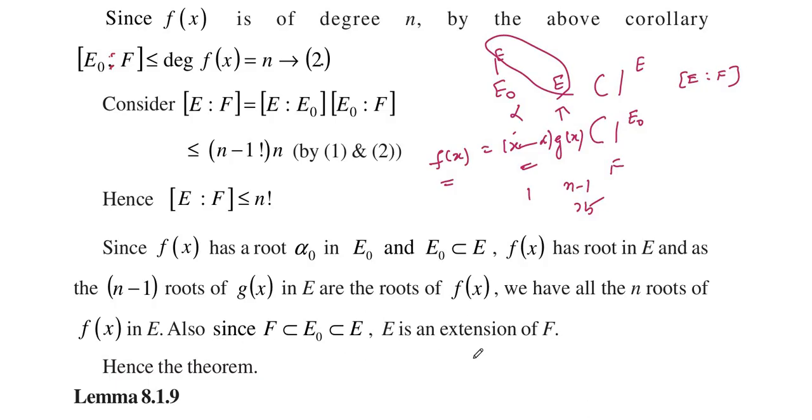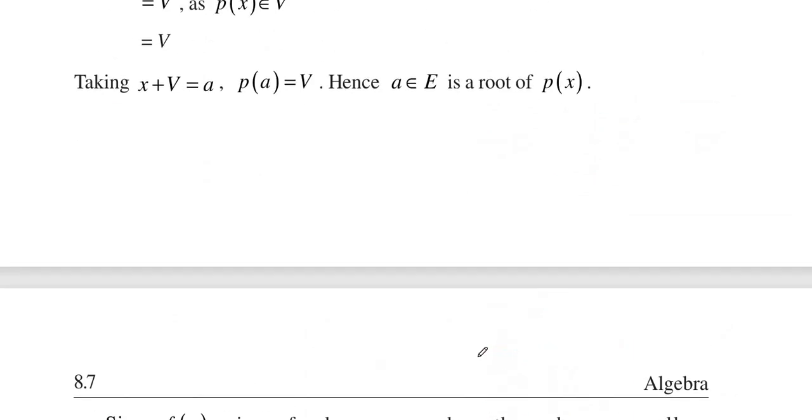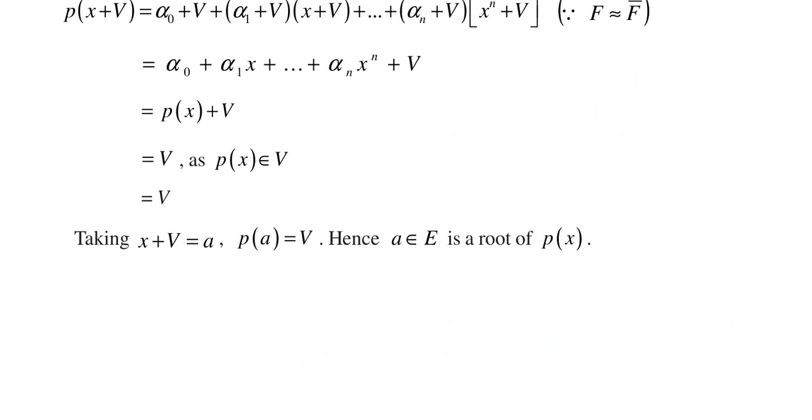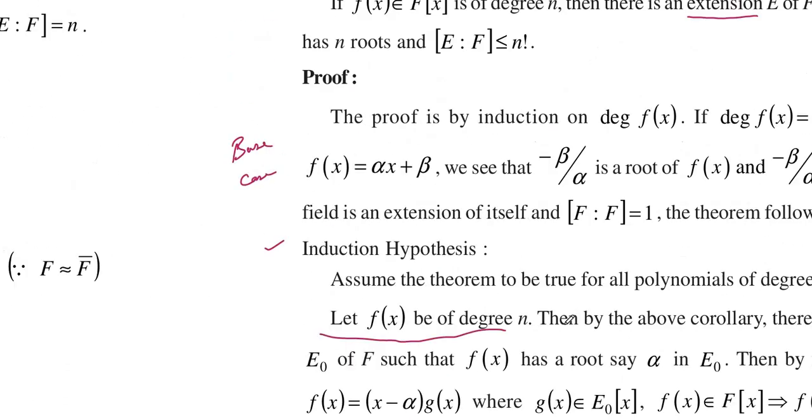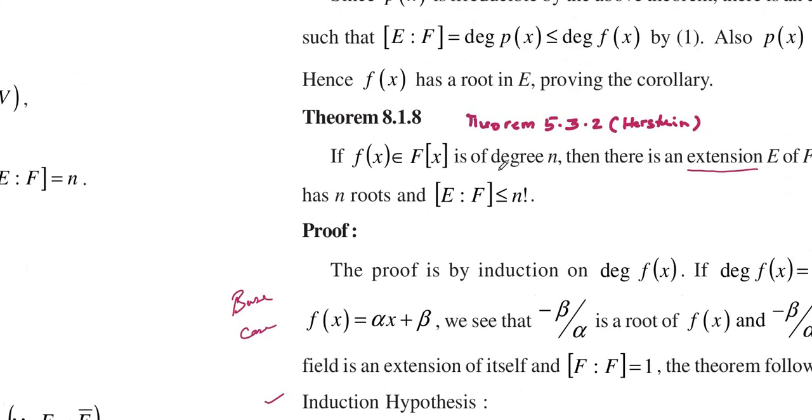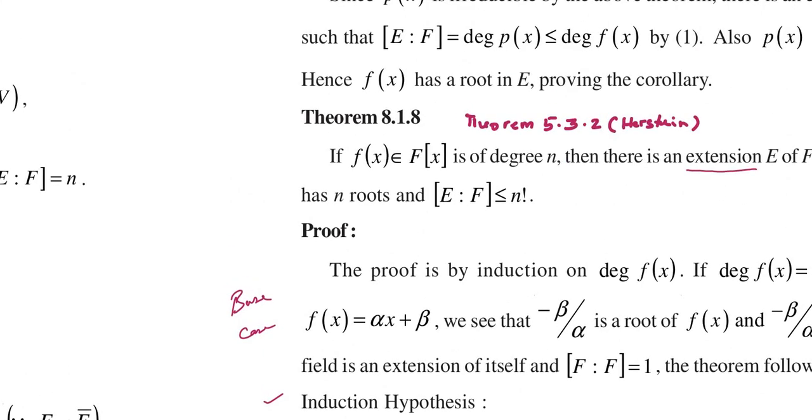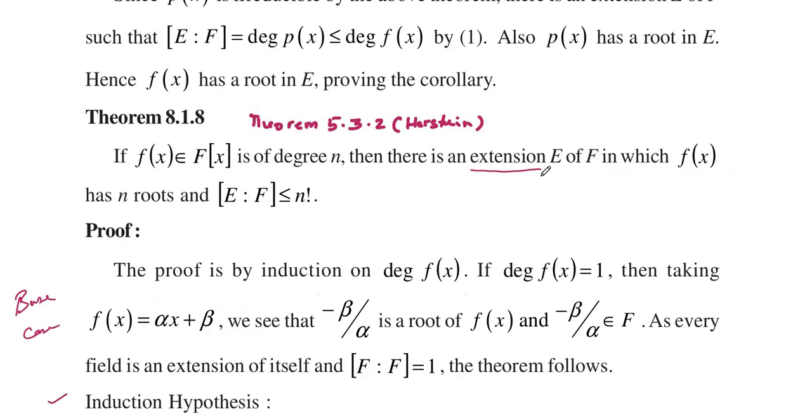And E is an extension of F. So we have established that whenever we are given f(x) of degree n, we can always find an extension E of F in which f(x) has n roots and the degree of E over F is less than or equal to n factorial.